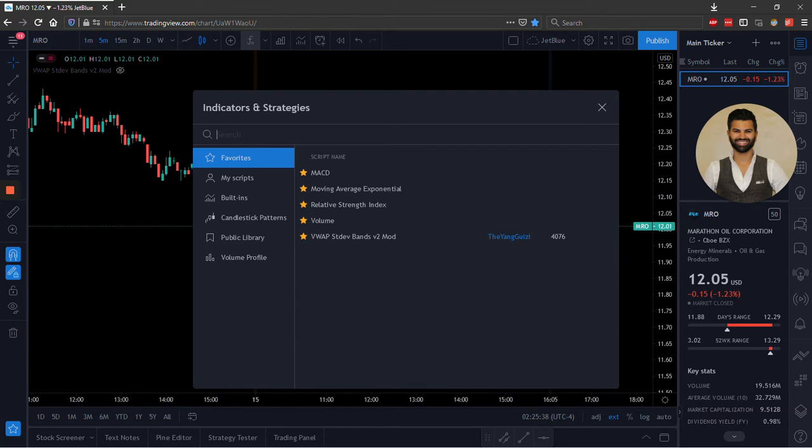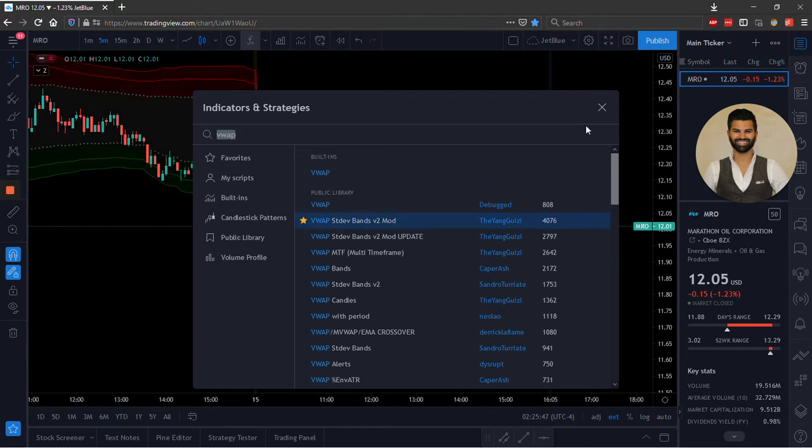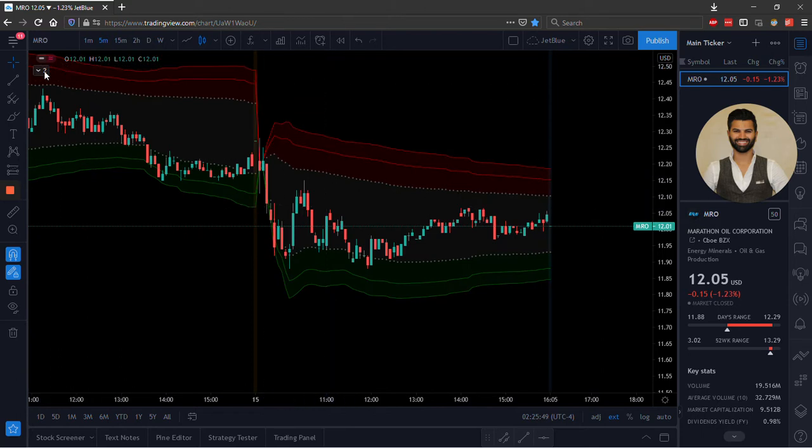You can just type it in here, VWAP, and I'll show you. It's right here, the second one. Click on it. And there it is. I already actually had it, but let me X out one of them. So here it is. This is what it's going to look like.